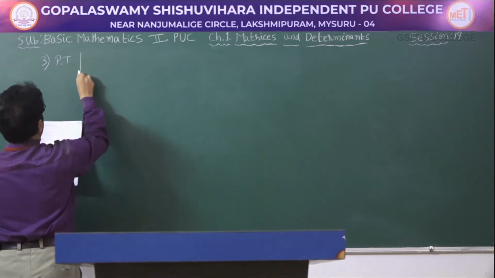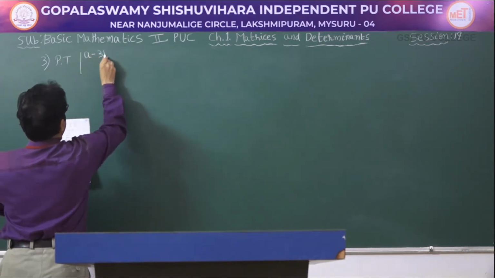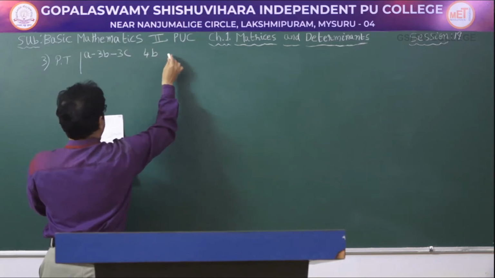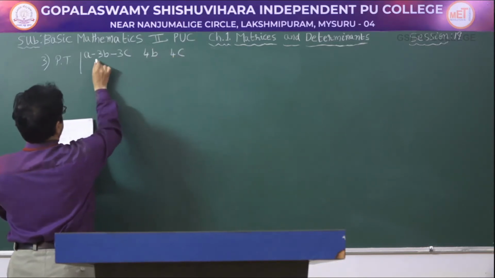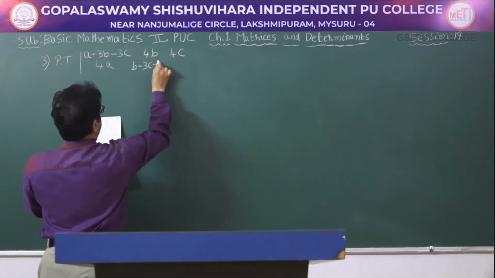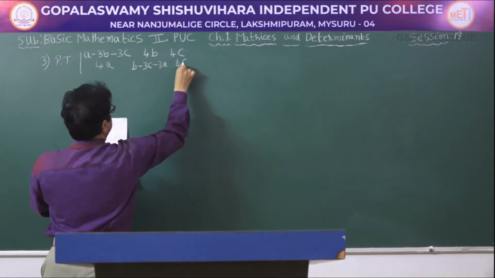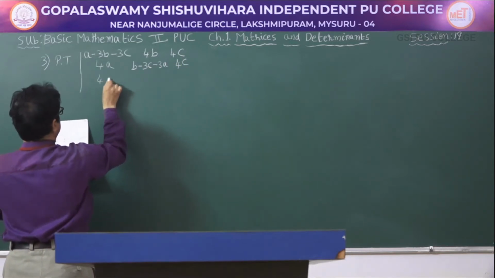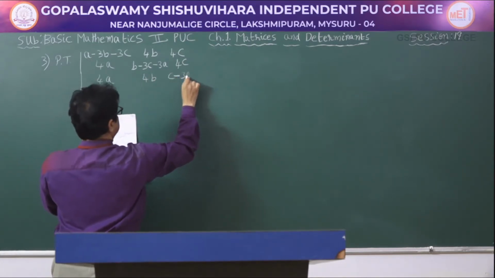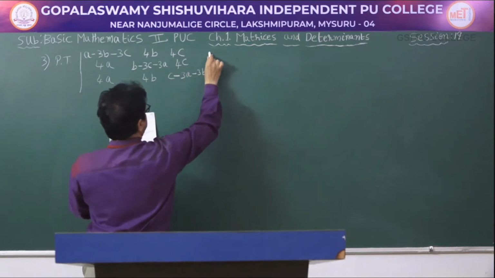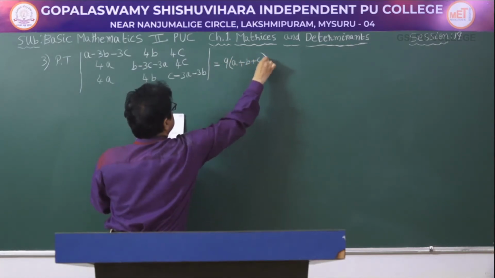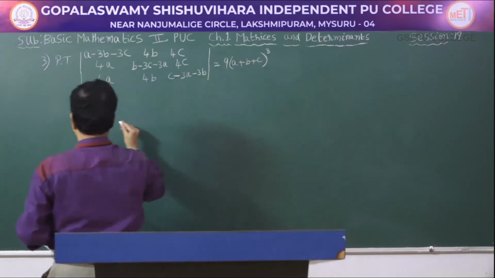Prove that determinant of A minus 3B, minus 3C, 4B, 4C; 4A, B minus 3C, minus 3A, 4C; 4A, 4B, C minus 3A, minus 3B, is equal to 9 into (A plus B plus C) whole cube. Solution.